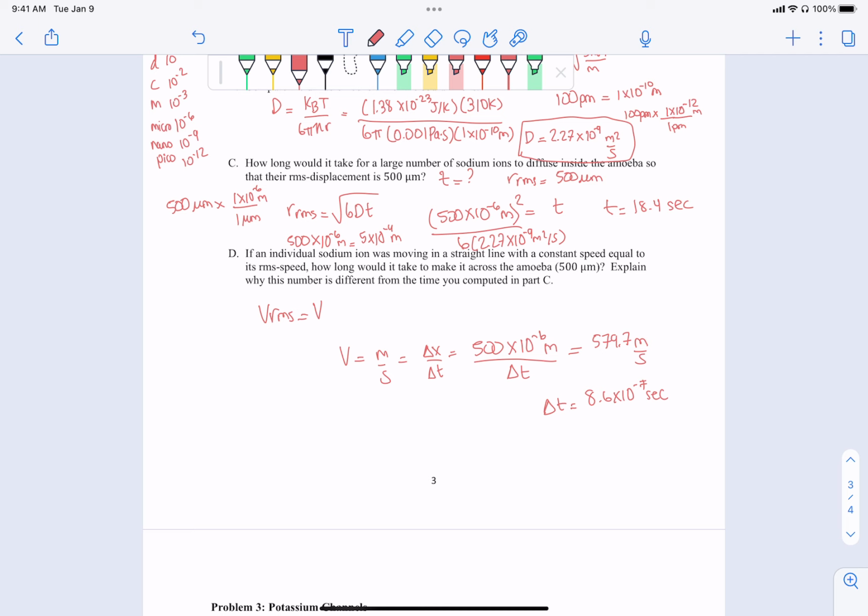So that's why this time is a lot different, because you're only moving in one single straight direction. You aren't having as many collisions. You aren't bouncing around in other directions as much. So it'll take a lot less time for you to cover that same amount of distance, because you're not as obstructed by all the other molecules that you would be coming into contact with if you had moved randomly.